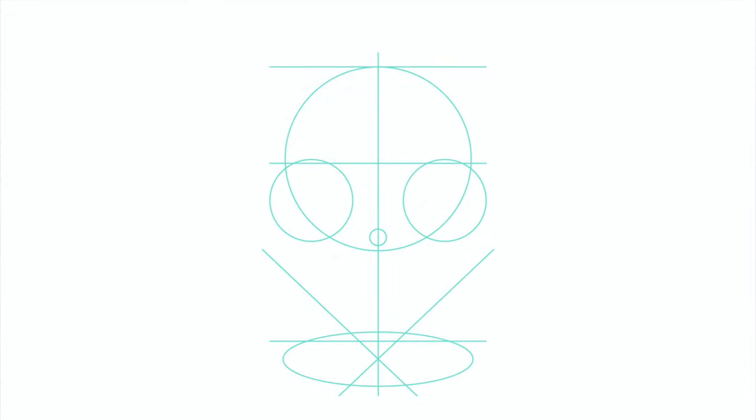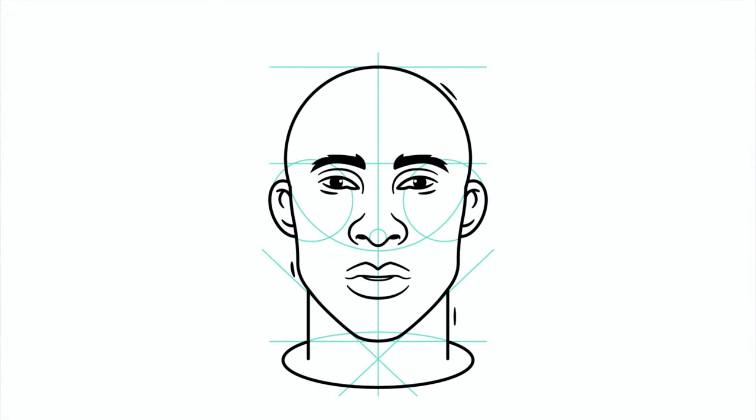And there you have it, everyone. This is how I create a symmetrical vector portrait of Kobe Bryant in Adobe Illustrator.